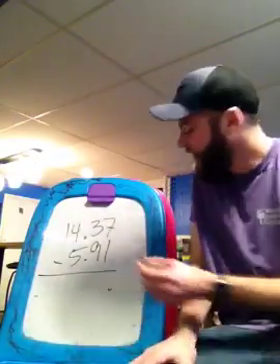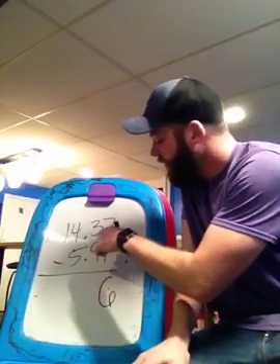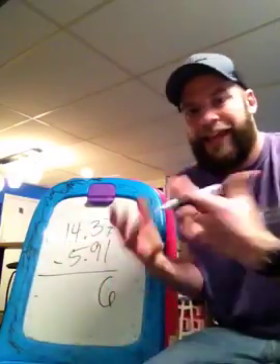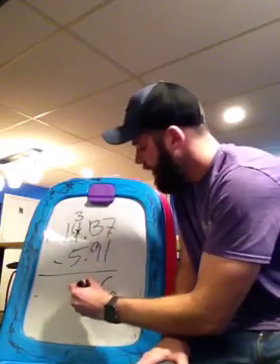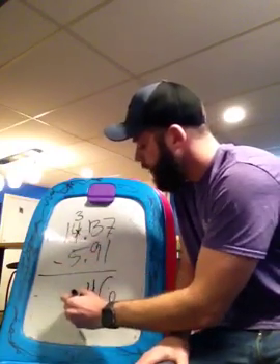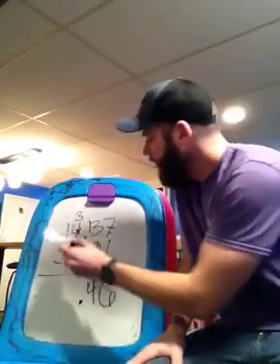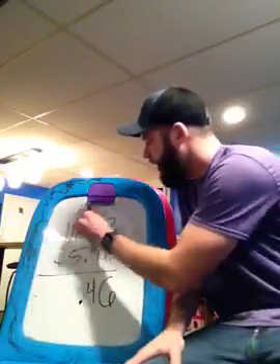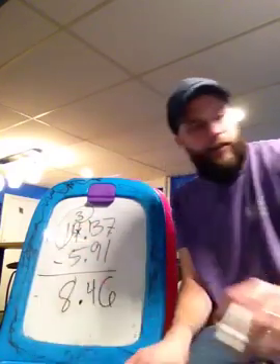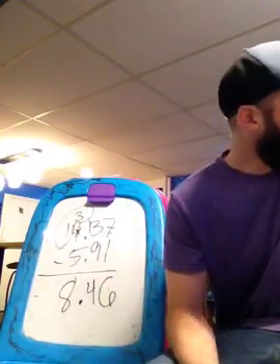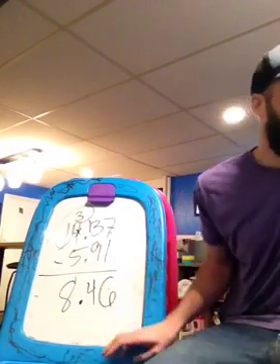All right, we have 7, we lose 1. That is 6. We have 3, we lose 9. That's illegal. You cannot do that. We got to borrow. 13 minus 9 is 4. Dot, dot, dot. We have 3, we lose 5. You can't have 3 and lose 5. So you can look at it 2 ways. Borrow or just say, okay, I have 13. 13 minus 5 is 8. So 8 and 46/100ths. B. So 14 is B.